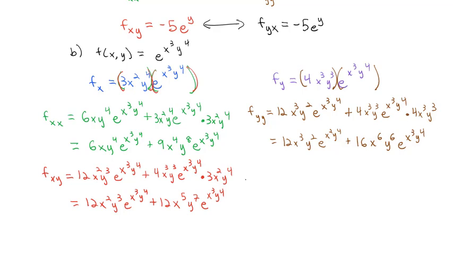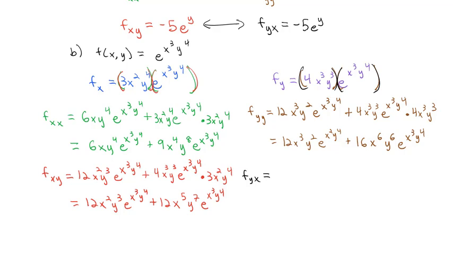The other one we haven't found is fyx. In theory, this should come out exactly the same as the red answer because switching the order, we hinted at in the previous example, we didn't really prove it, that they are going to be the same result. Let's see if that works. It'll be a good check on our work. It still is a product rule because there still are x's in both parts.